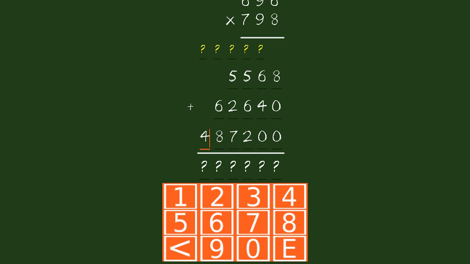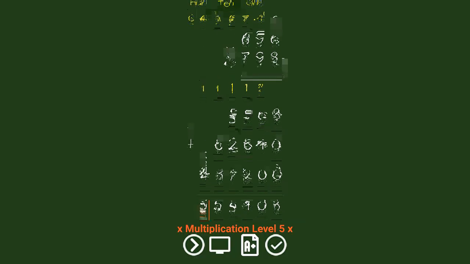Now we can add the 3 answers together using the carry locations if we need them. After adding the 3 answers of the separate multiplication problems together, we get the actual answer. So 696 times 798 equals 555,408. Touch the Enter key on the keyboard and the keyboard will disappear.